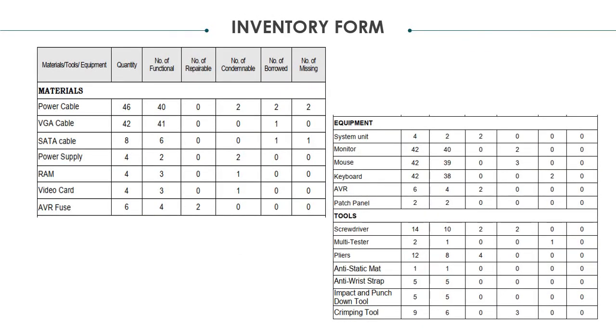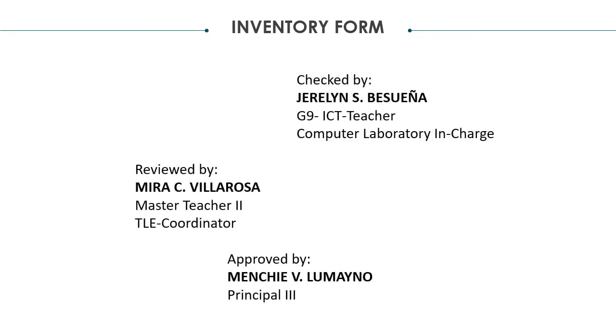Here is your inventory form. So you will check the materials, tools, or equipment, its quantity, if it's functional, needs repair, needs to be condemned or to be eliminated since it cannot be used already, number of borrowed materials, and if there are missing. Of course, do not forget that your inventory form should be checked, reviewed, and approved.